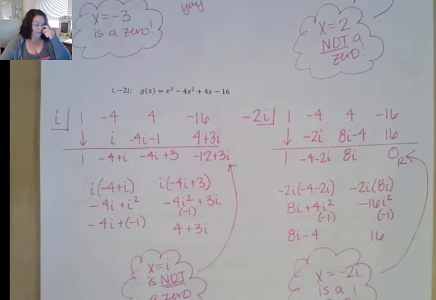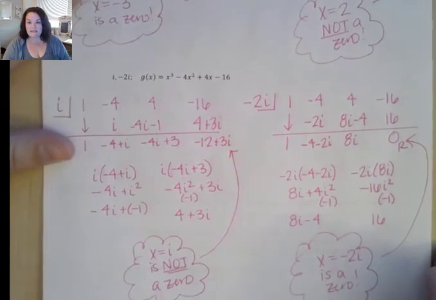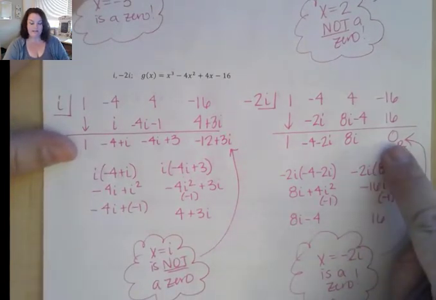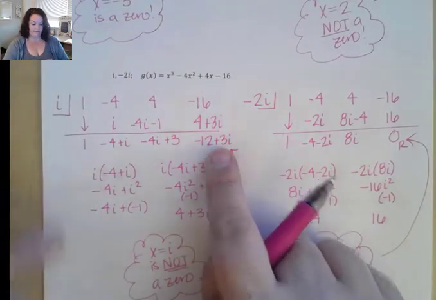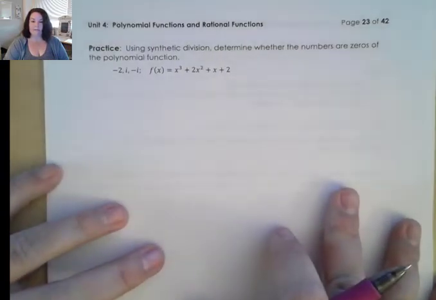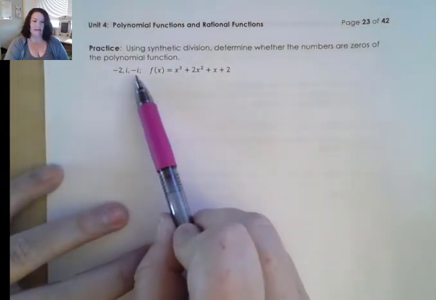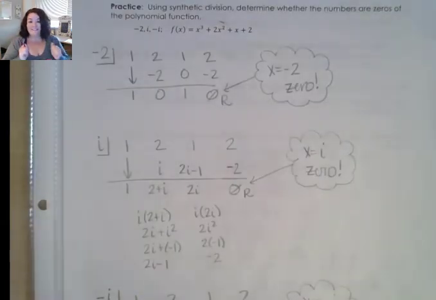Okay. So I want y'all to try the same process. Just take the numbers that are given to you, plug them in using synthetic division. If you get a 0 remainder, then that means the number in your box is a 0. If you don't get a 0 remainder, that means the number in your box is not a 0. Okay, so on the next page, there's a practice problem for you to do that with 3 different values, -2, i, and -i. So go ahead and pause the video and try out those 3 values and then unpause it and we'll go over them.